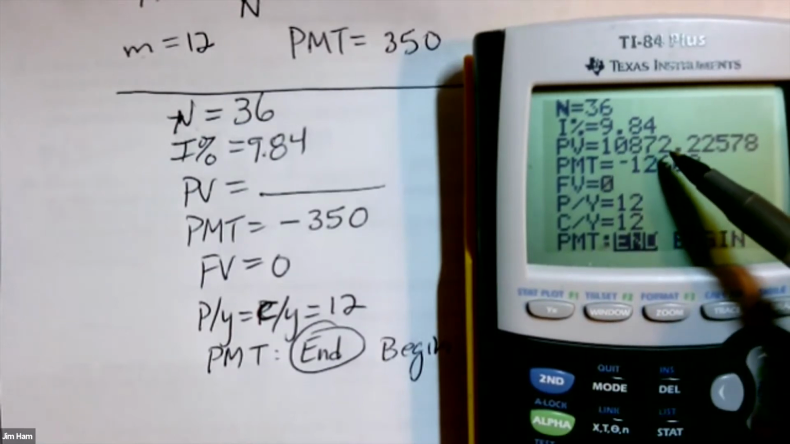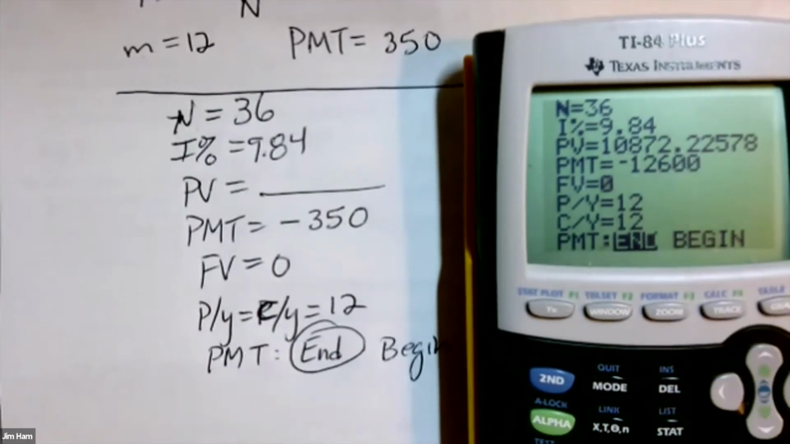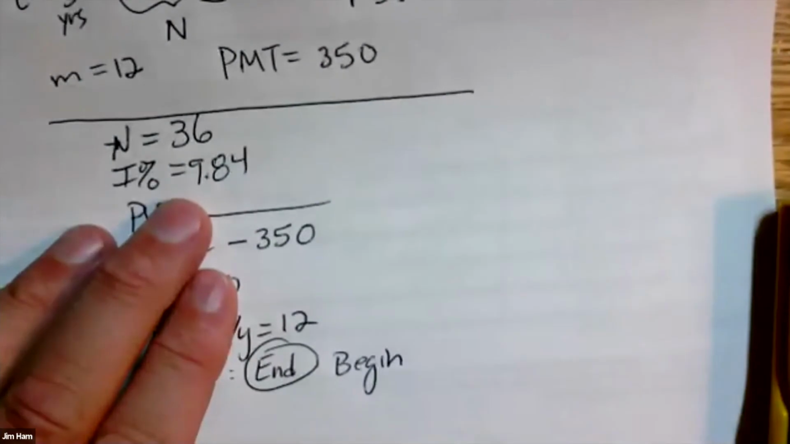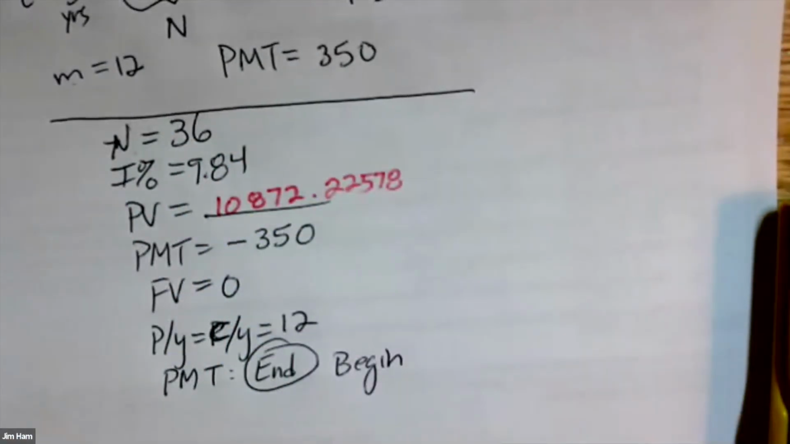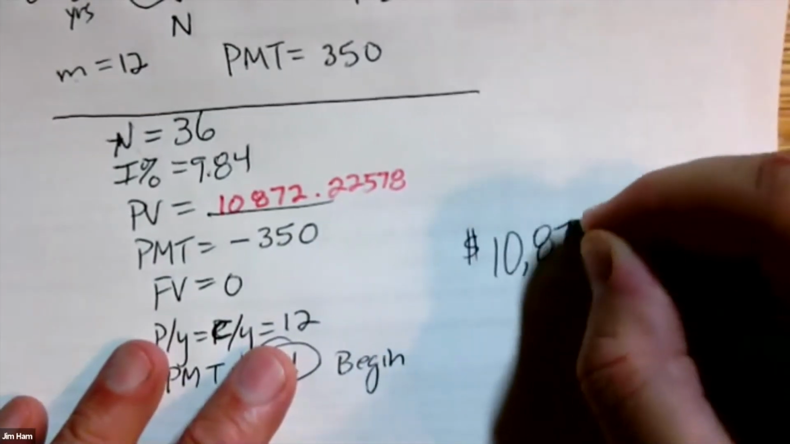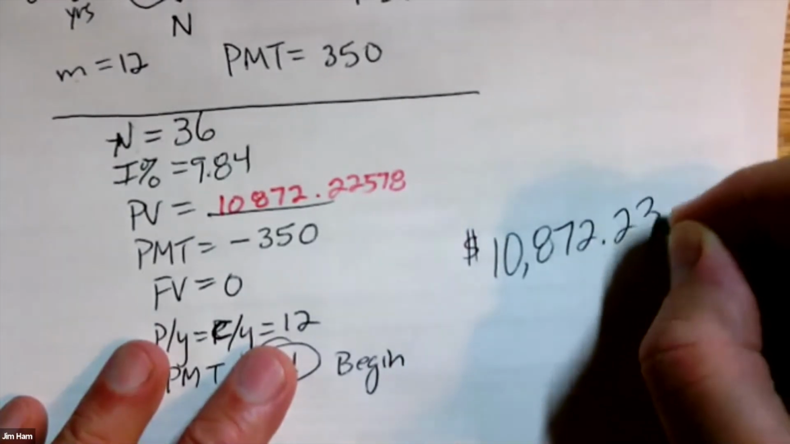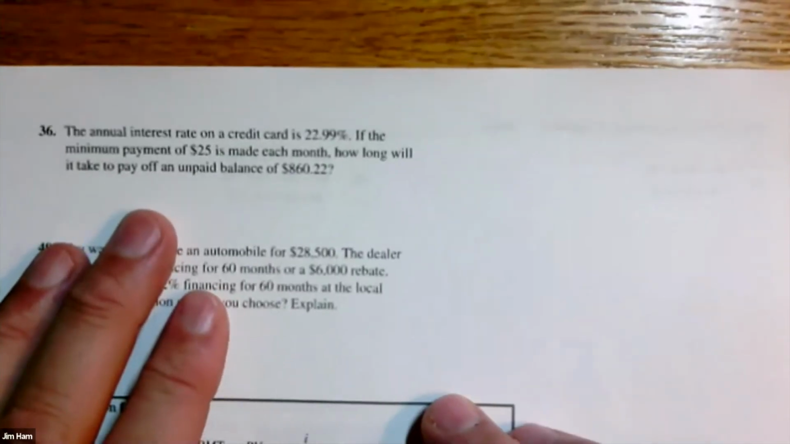10,872. So the car dealer is going to direct you toward cars that are about $9,000, so that they can make about $1,800 off you. So never give the car dealer your financial information. It's none of their business. All right, so 10,872.22578. And then we interpret that number as a dollar amount and round to the nearest penny, unless instructed otherwise. Number 30. Okay, go ahead and try number 36.